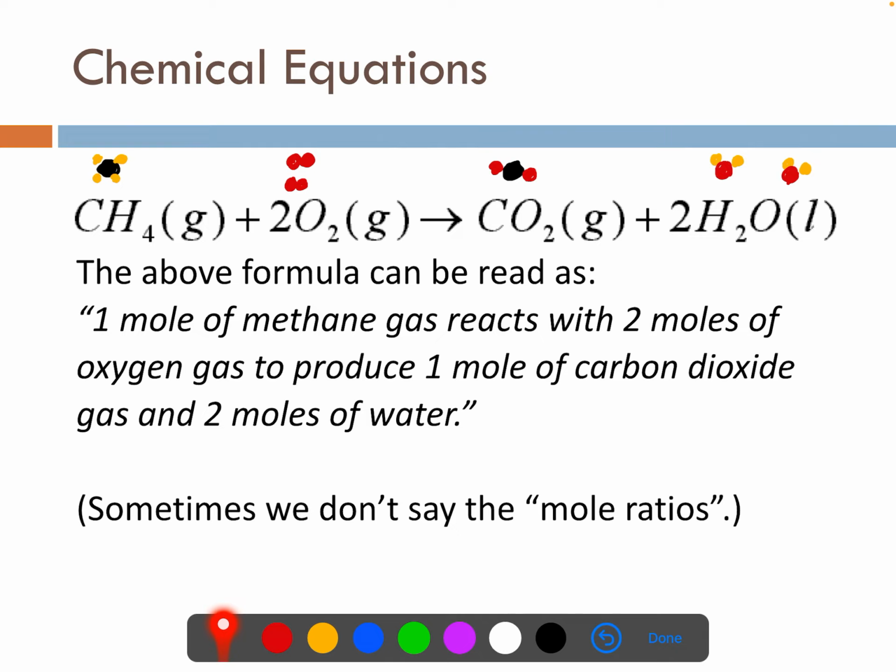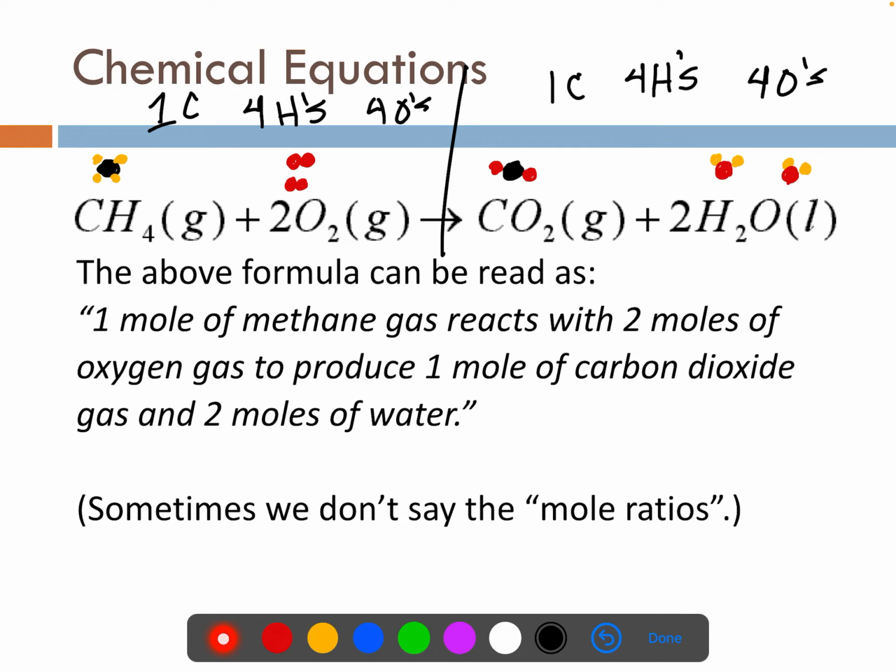So when we look at this, we can say that this is balanced, and that's because these coefficients have been added. So one carbon, four hydrogens, and four oxygens on that side, one carbon, four hydrogens, and four oxygens on that side. They are balanced with each other. You can see here the coefficients mean that there are two O2s. Never forget what that really means. It really means that you have four oxygens altogether.